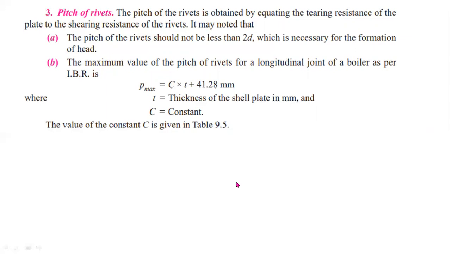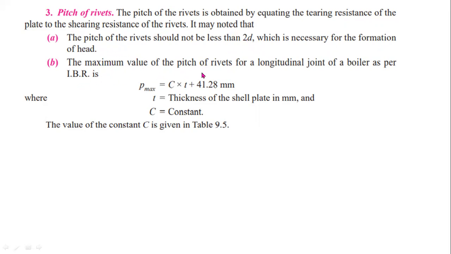Now, in the third step, you have to determine the suitable pitch of rivets. Pitch means the distance between two successive rivets. The distance between two successive rivets is called the pitch. Here the pitch of the rivets should not be less than 2d, which is necessary for the formation of the head.